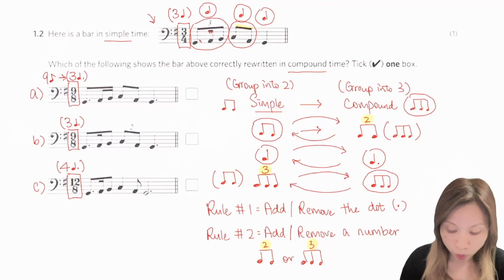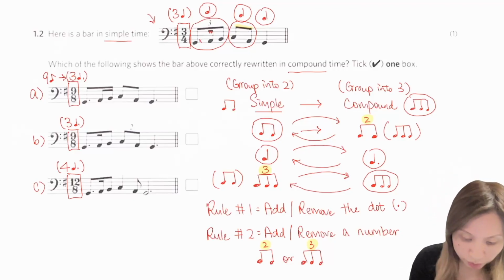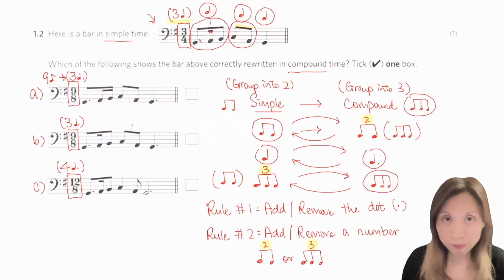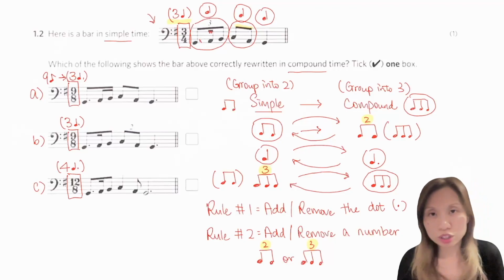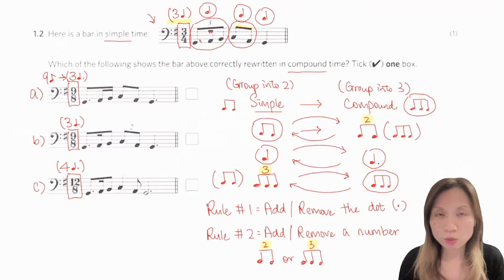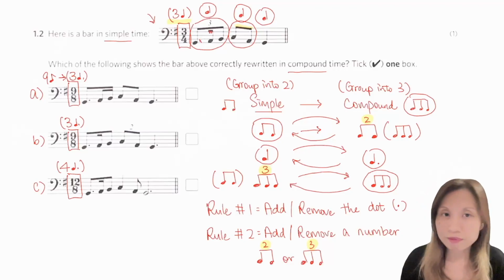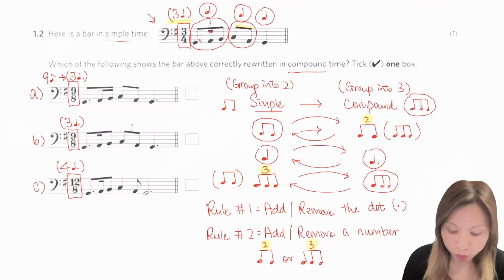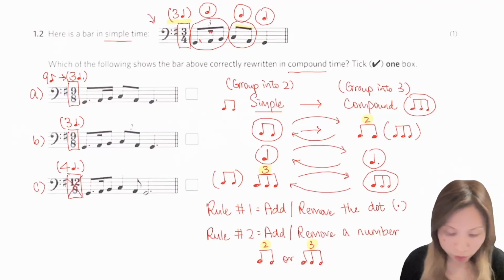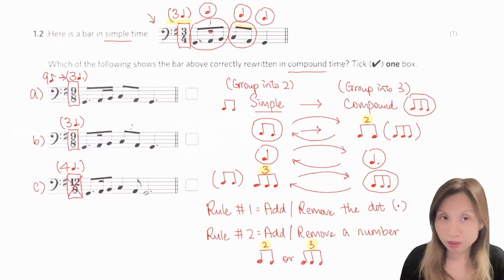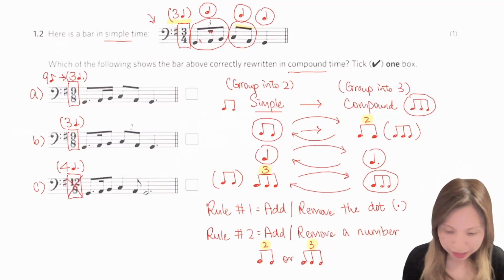Why? Because when you change from the original 3/4 time, 3 crotchet beats in a bar, even though you're changing it to the compound time, you cannot change the number of beats in a bar. If you start with 3 beats in a bar, it will not become 4 beats in a bar now, right? So question C would not be correct. And you are left with only choice A and choice B.